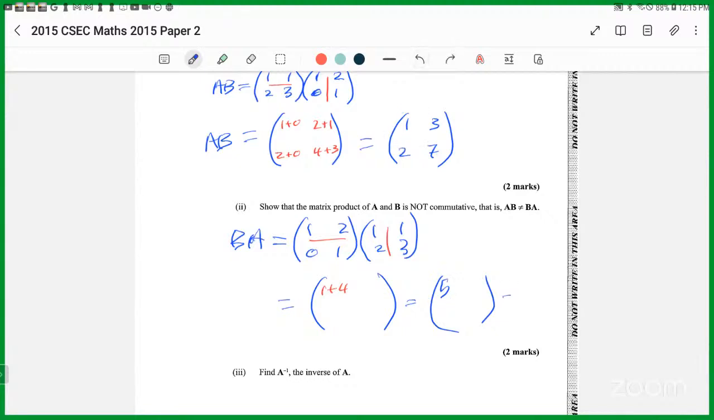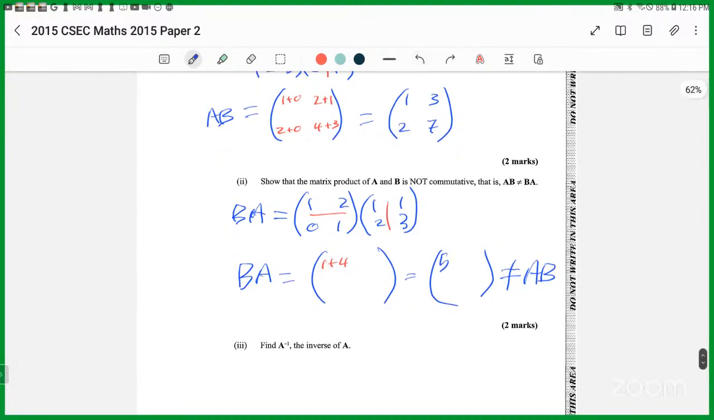So I'm going to write not equal to AB. So BA is not equal to AB. I don't need to work out all the values. And once the first value is different, then the whole matrix is different. So therefore shown. I've shown it.